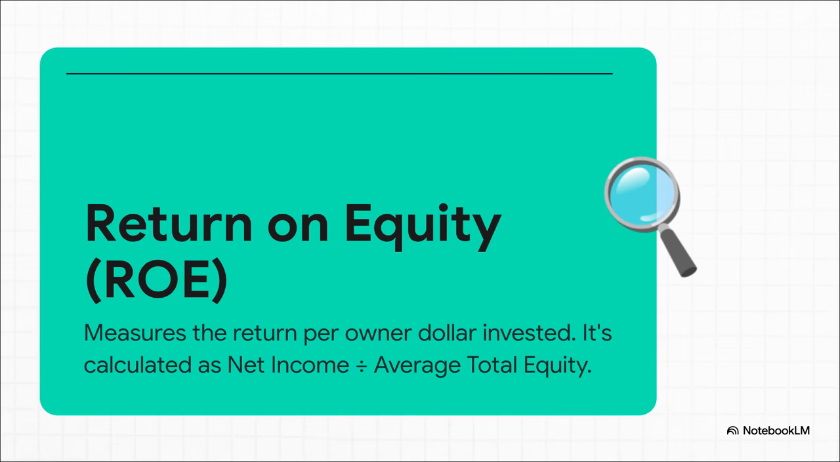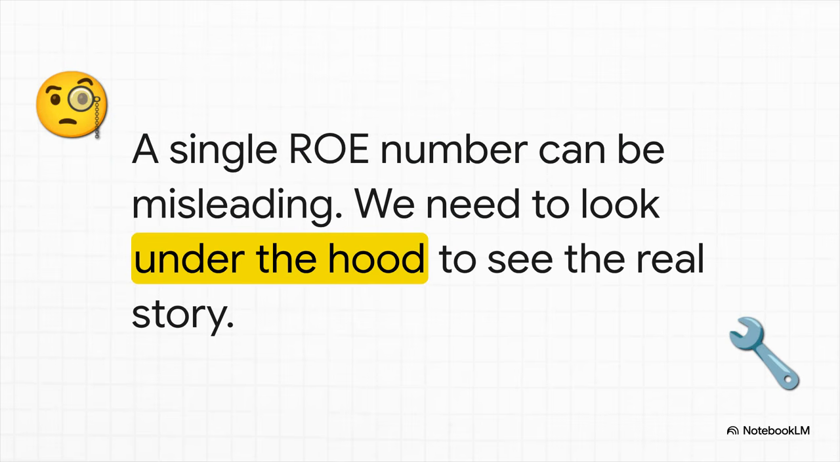Now, a higher ROE seems better, but that's where the story gets more interesting. And that's the thing. A high ROE can be the result of fantastic performance, or it can be the result of taking on a ton of risk. To figure out which one it is, we've got to pop the hood and take a look at the engine. And that engine is the DuPont model.